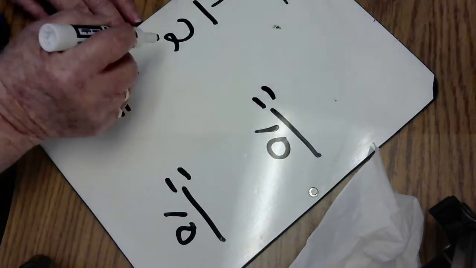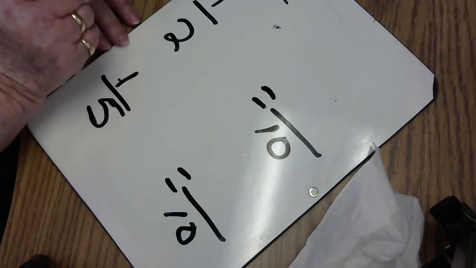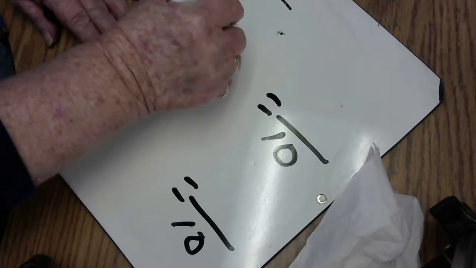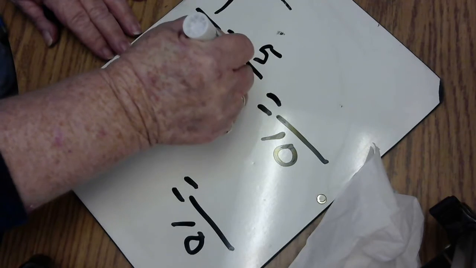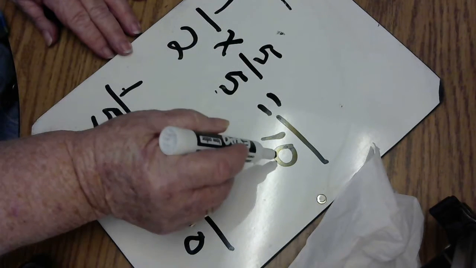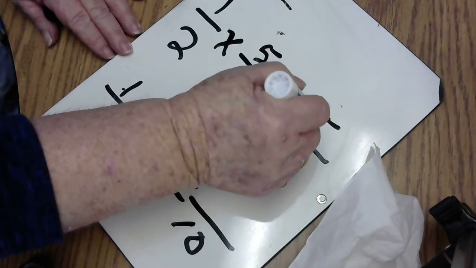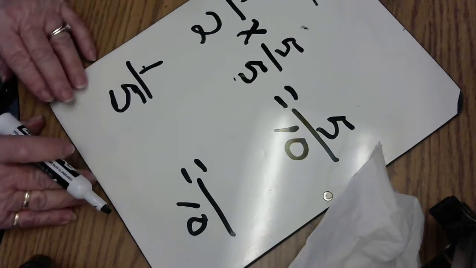What would we multiply 2 times to get 10? 5. So we'd multiply times 5 fifths. 2 times 5 is 10. 1 times 5 is 5.